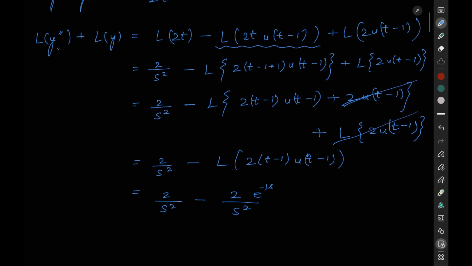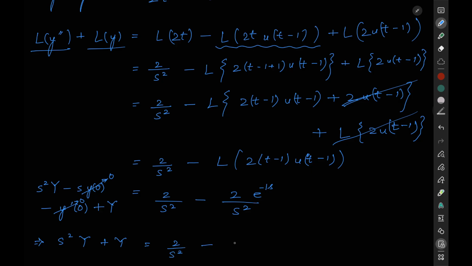On the left side, we have Laplace of y double dash and Laplace of y. Laplace of y double dash is s square into Laplace of y minus s into y of 0 minus y dash 0, and Laplace of y is capital Y. Y of 0 is 0, y dash 0 is also 0. So it will become s square Y plus Y equals 2 upon s square minus 2 into e to the power minus s upon s square.